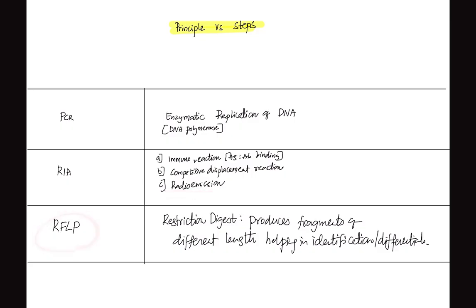RFLP also, the principle is we use restriction digest principle. We use an enzyme called restriction enzyme to break the DNA into multiple fragments of different length. So you compare these different lengths with some length to identify or differentiate a species. That's it. So this is the principle of RFLP.